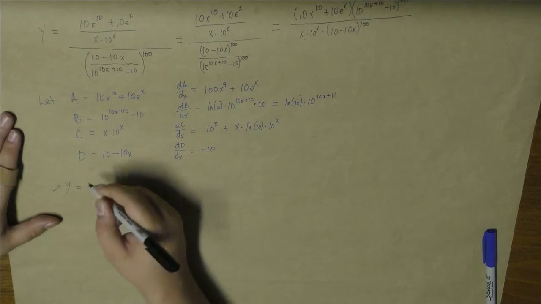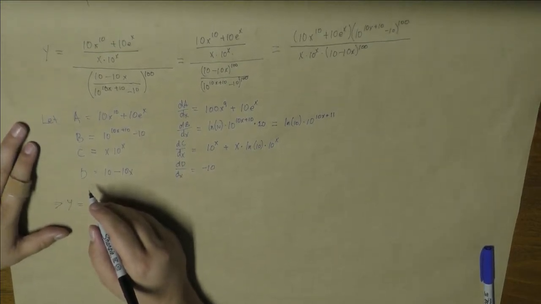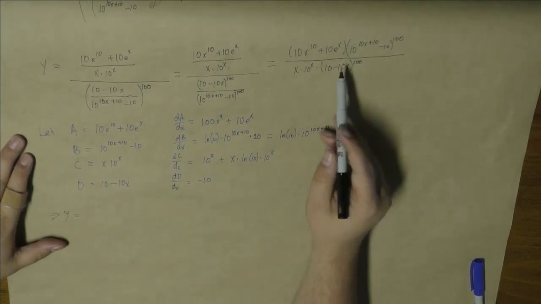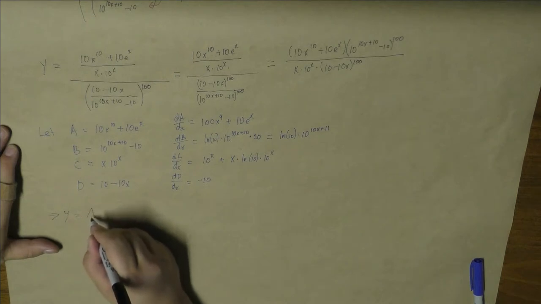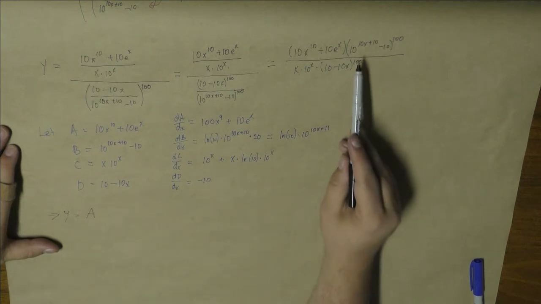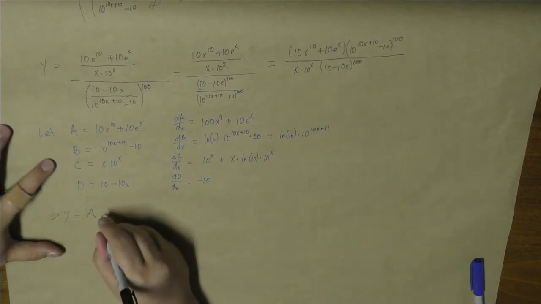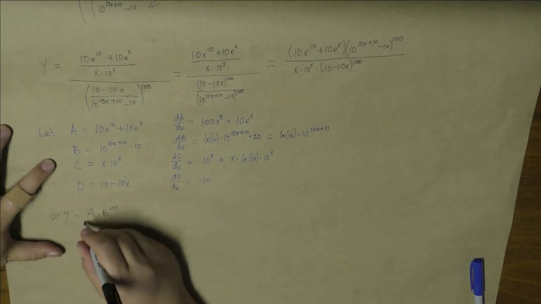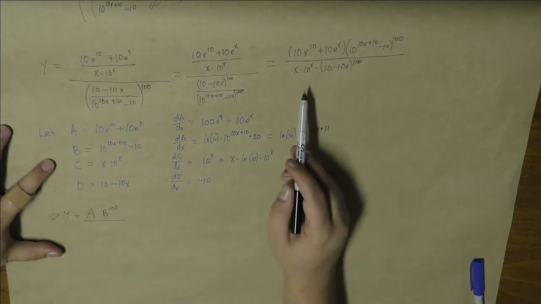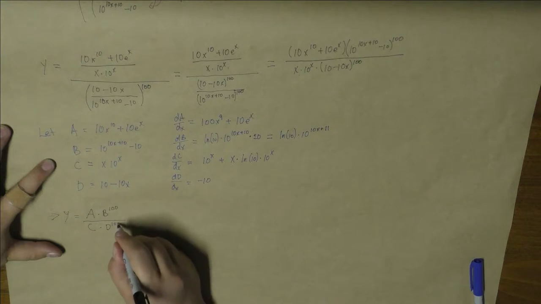y equals, so if we make sure we compare here, 10x to the 10 plus 10e to the x is a, and 10 to the 10x plus 10 minus 10 is b, and that's to the 100th power. That's b to the 100 over, and then x times 10 to the x is c, and then d is 10 minus 10x, so that's d to the 100th power.